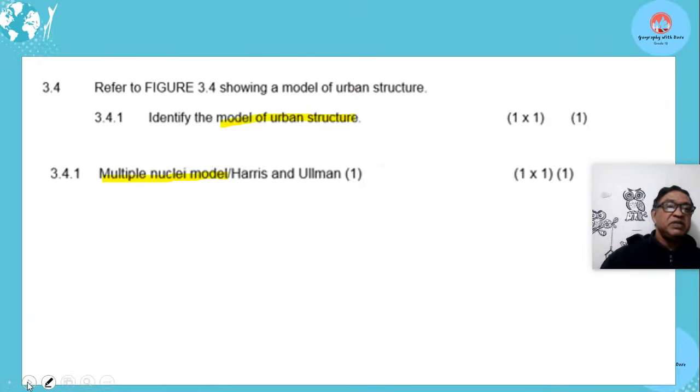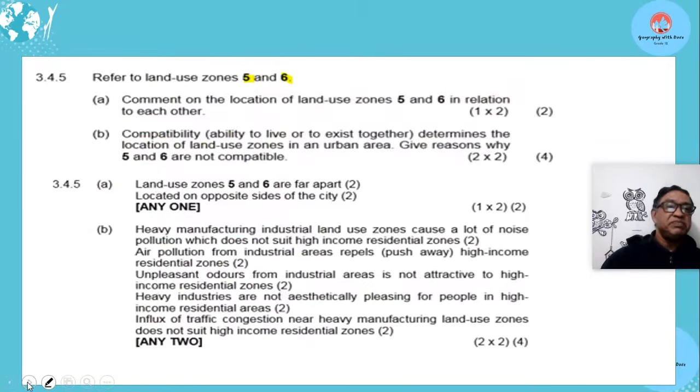All right, so let's go to the question. Comment on the location of land use 5 and 6 in relation to each other. We'll notice again the land use zones are far apart, or they're located on opposite sides of the city. Can you see it? All right, they move away, they're not suitable for one another. All right, now that's an easy observation.